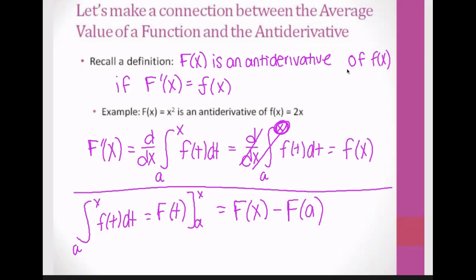F of x is the antiderivative of f of x if f prime x equals f of x. So F of x is the antiderivative if F prime x equals f of x.